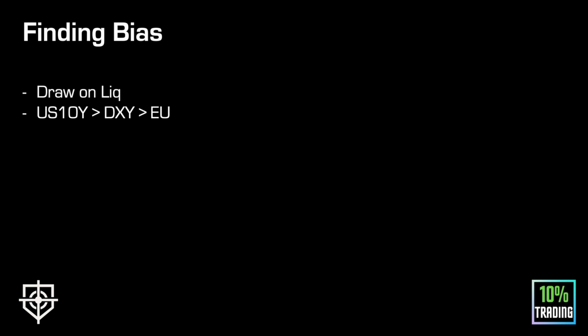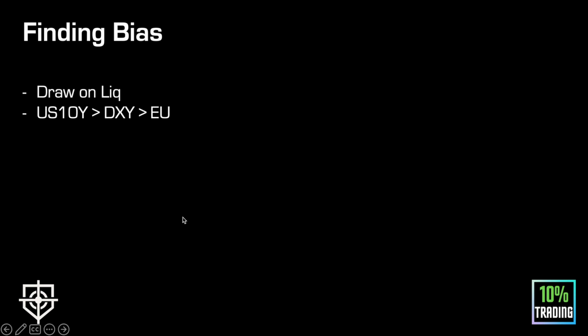We find our drawn liquidity. Our draw on liquidity is always BSL, which is buy side liquidity, or SSL, which is sell side liquidity, or an imbalance. Those are the three draws on liquidity that you can have. That is what price is drawing to.